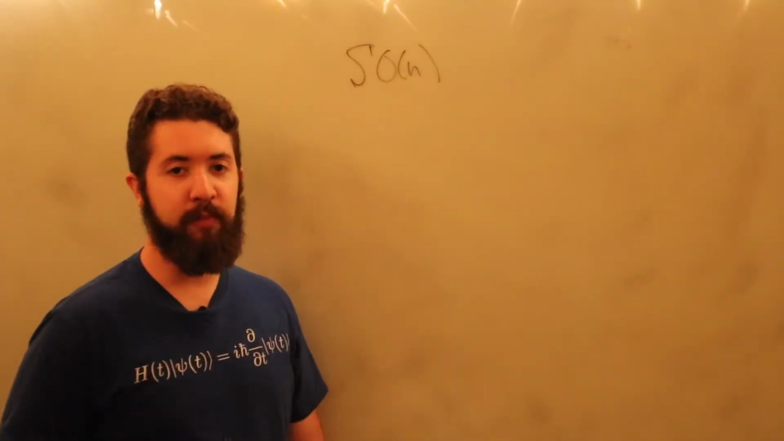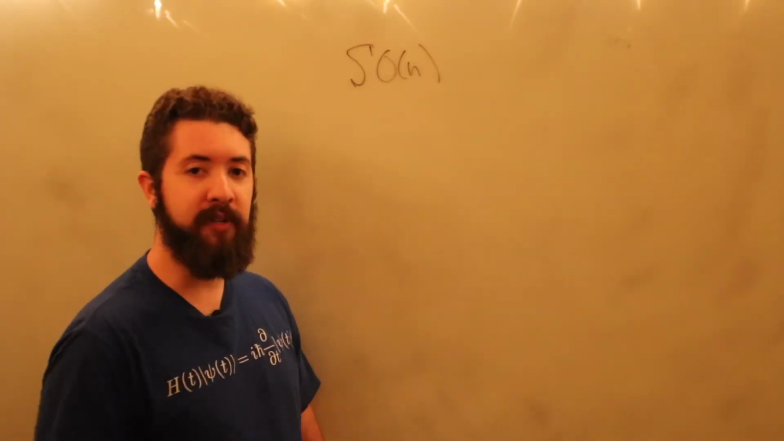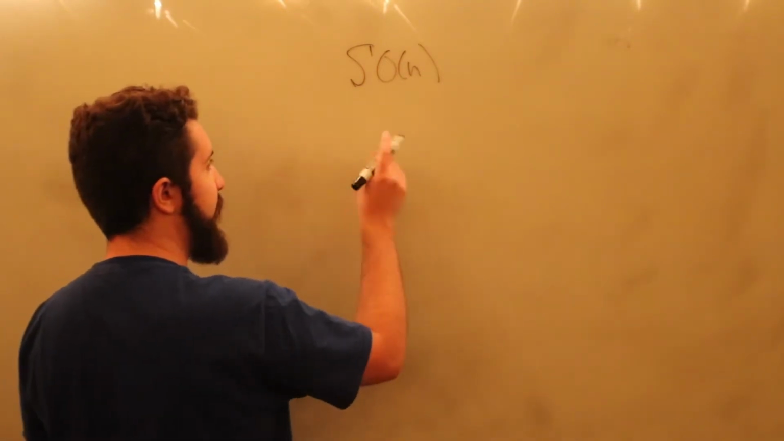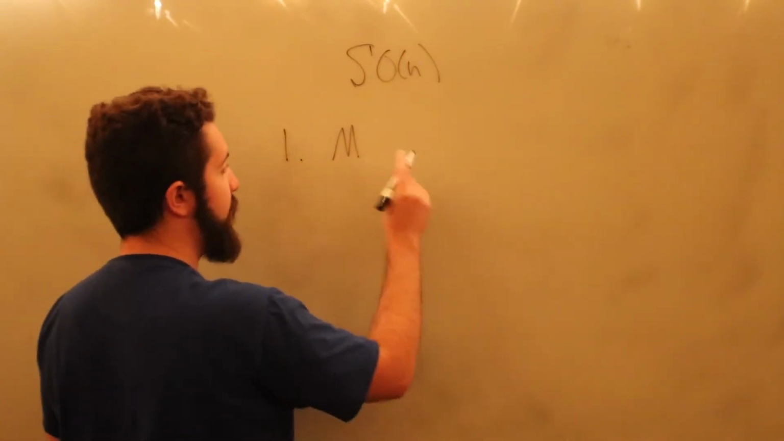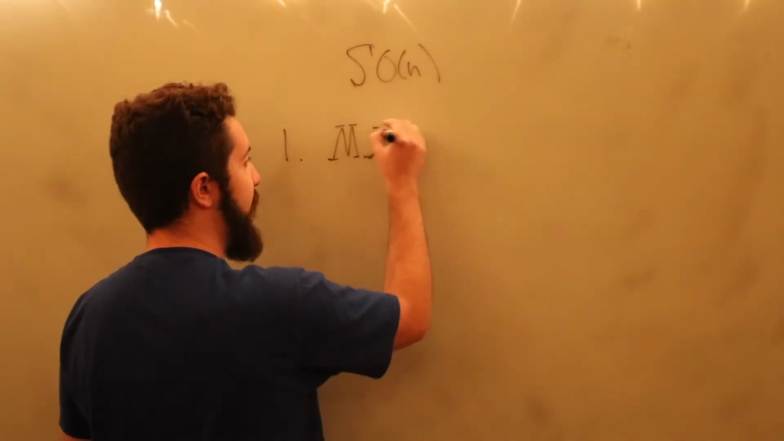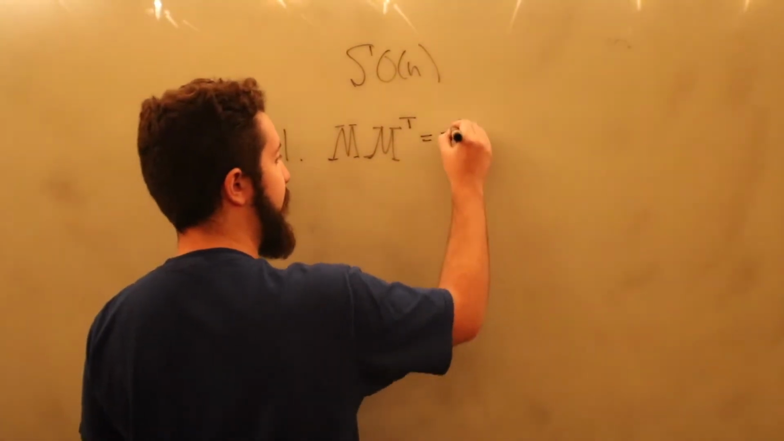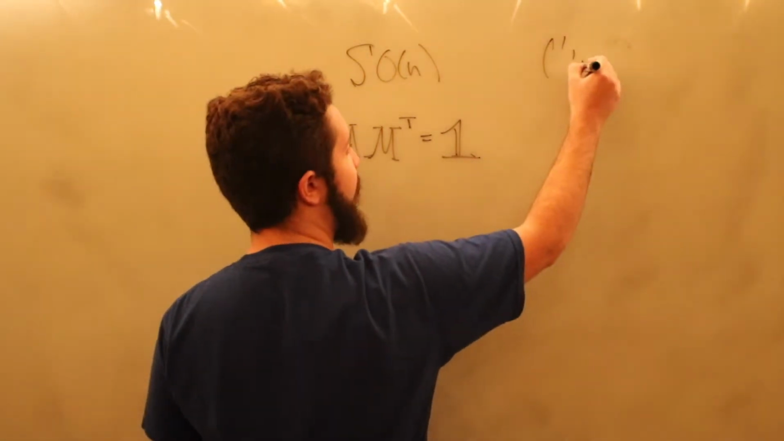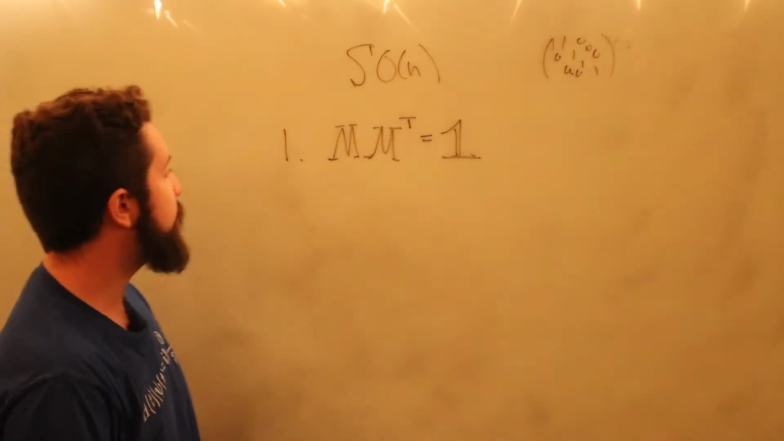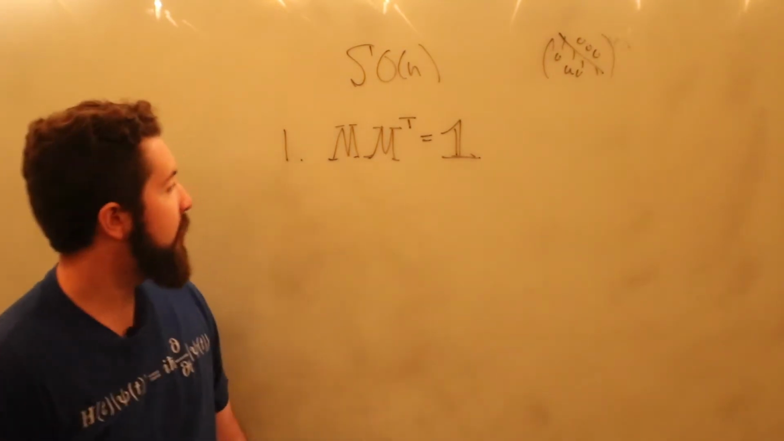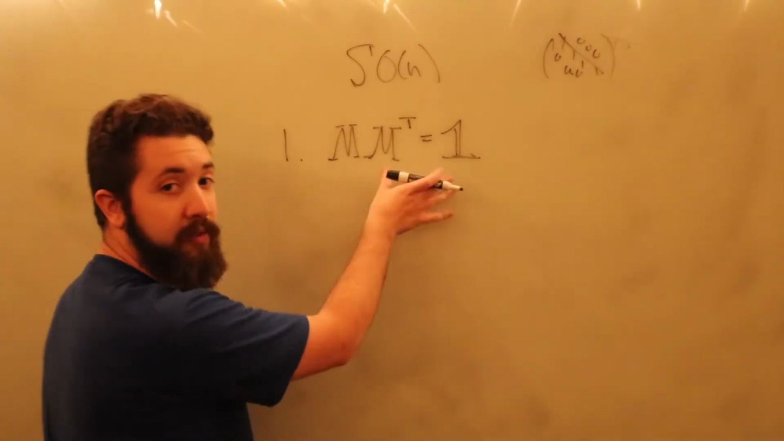Because the special orthogonal group has a matrix representation, we can, in essence, define it via its matrix representation. Its matrices are defined by two properties. Number one, if you take a matrix in this group and multiply it by its transpose, this is equal to the identity matrix, which is just a bunch of ones on the main diagonal and a bunch of zeros elsewhere. That is property number one, and this is the orthogonal bit.